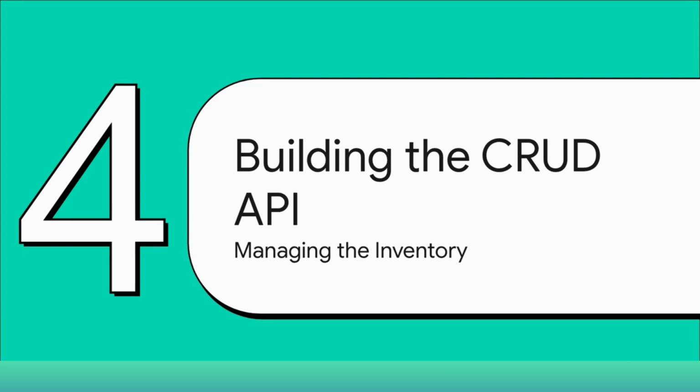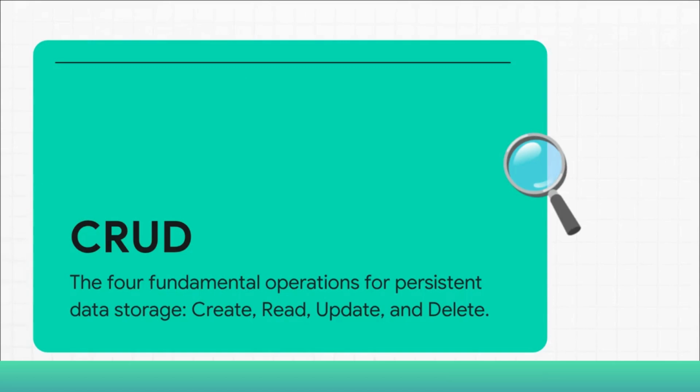our inventory. We need to be able to create products, read them, update them, and of course, delete them. And this brings us to a standard acronym you'll see all over the place, CRUD. It stands for the 4 basic things you need to be able to do with any piece of data. And our inventory API is no different.